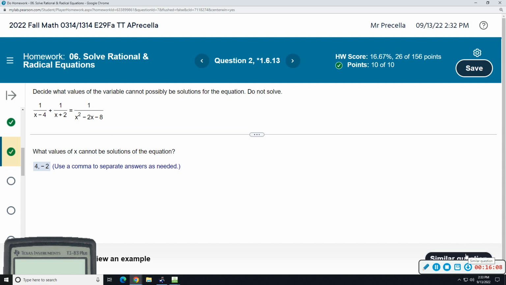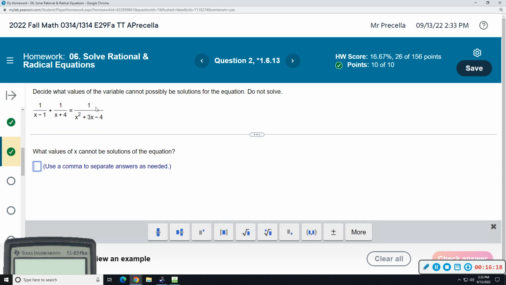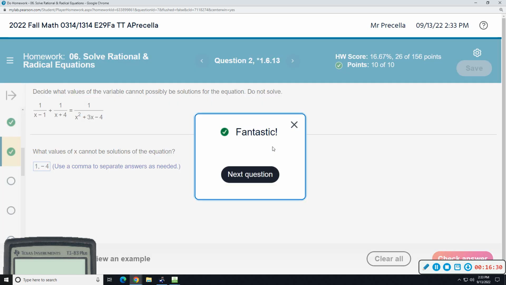If I click similar question, can y'all look at this and tell me what answers I'm going to type on this one? Positive 1, negative 4. Okay, positive 1 and negative 4. This third fraction would factor as x minus 1, x plus 4. So it's not as bad as it looks. What you'll say, positive 1 and negative 4? That seems super simple. Okay.